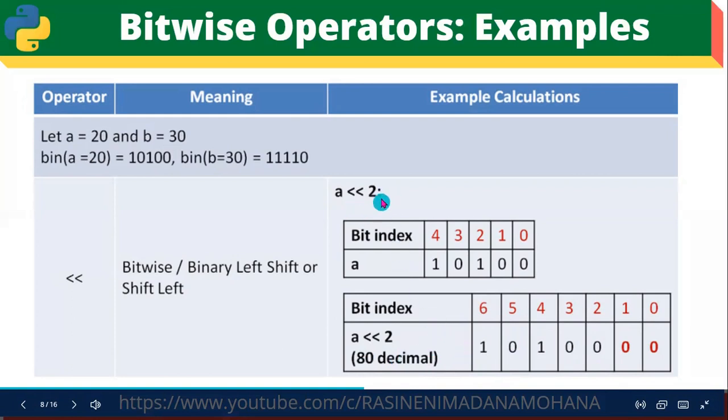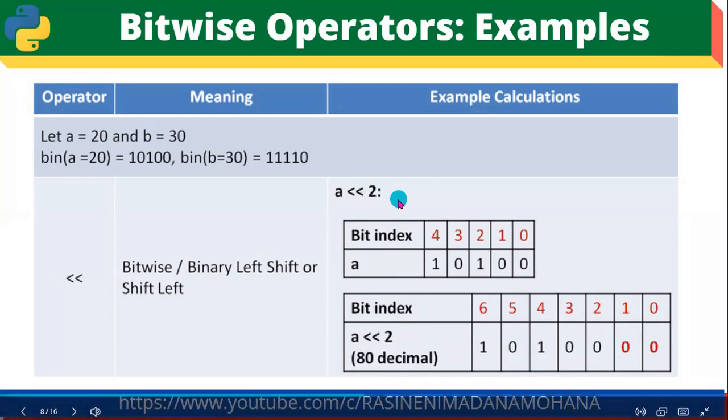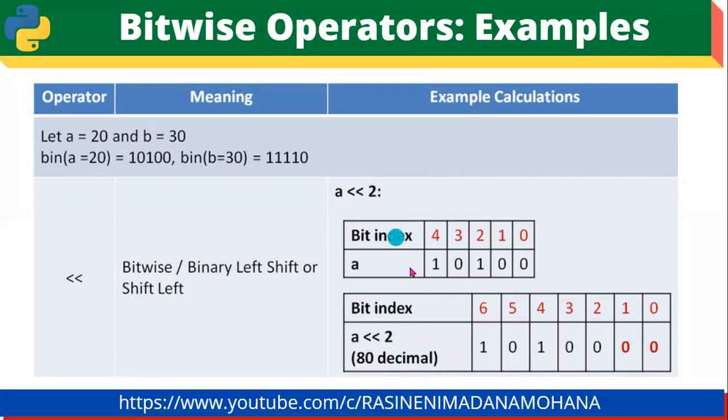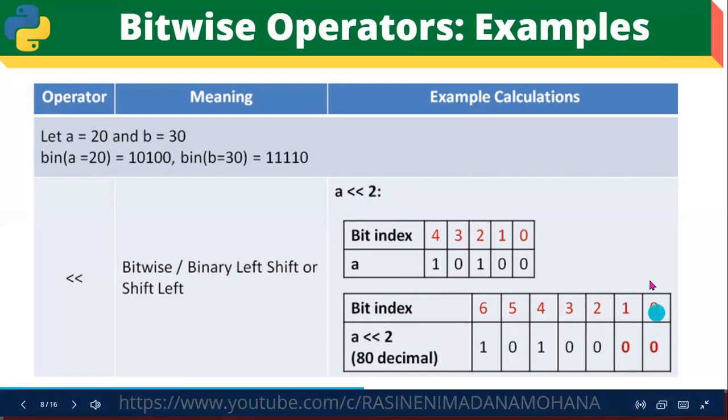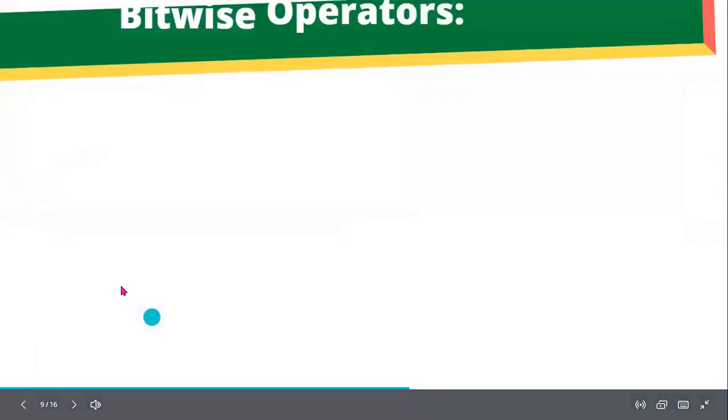For left shift, suppose we want to shift left by 3 cells, 4 cells or 5 cells, then on the right side that number of cells you can fill with 0. Then the size will be increased here. This is an example of left shift. Then next one, see the right shift.